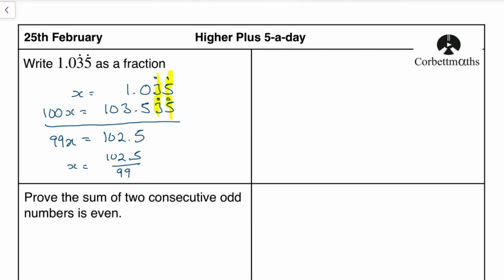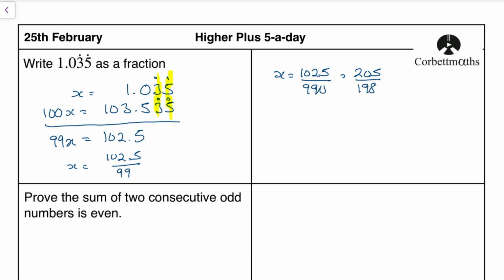And then if I divide by 99, that means that x is equal to 102.5 divided by 99. Now, obviously that cannot be my answer because I can't have decimals in a fraction. So I'm going to multiply top and bottom by 10, which is going to give me 1025 over 990, and that will definitely simplify. I can at least divide by 5, put it in my calculator, so 1025 over 990, and that tells me it's 205 over 198.